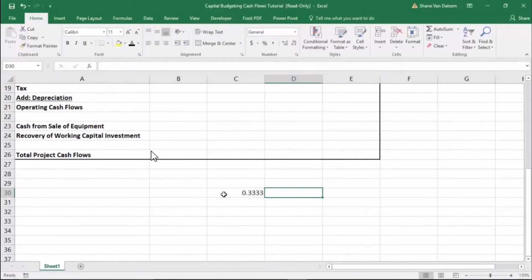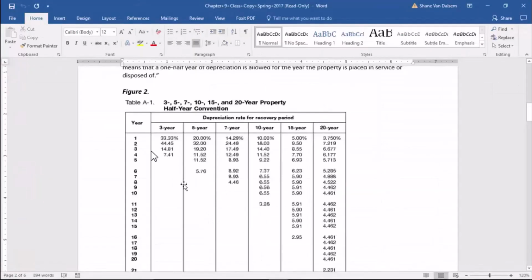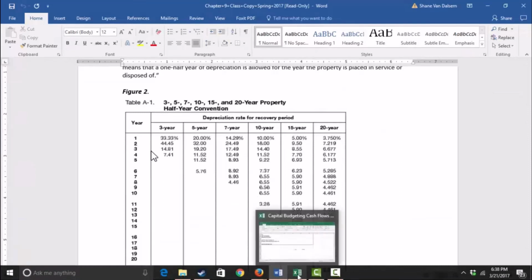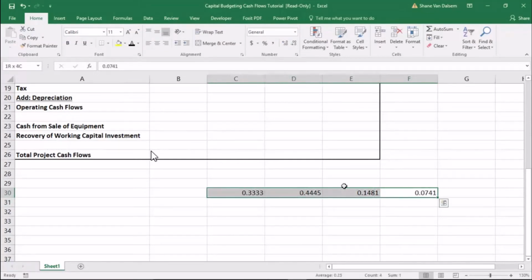0.3333, 0.4445, 0.1481, and 7.41%. I'll make these look a little nicer. So these are my depreciation rates.